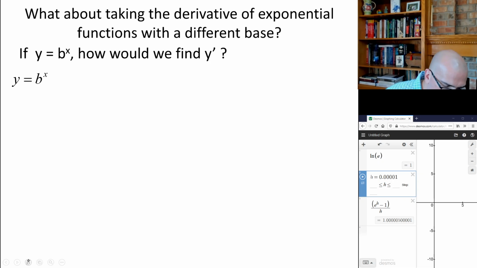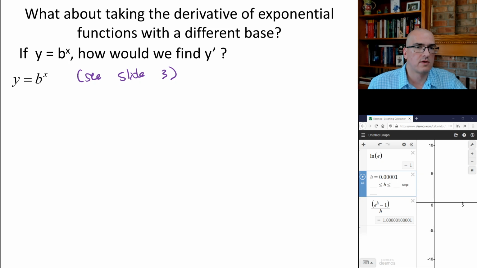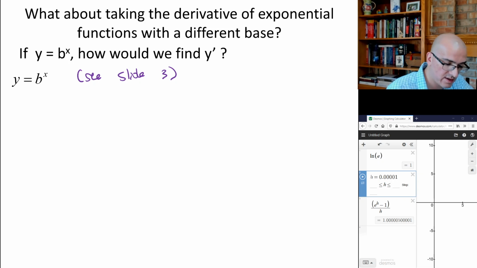So I'll just say see slide, I think it was slide 3. I think it was the third slide. When we take the derivative of b to the power of x, we'll get b to the power of x times the ln of the base, times the ln of b.